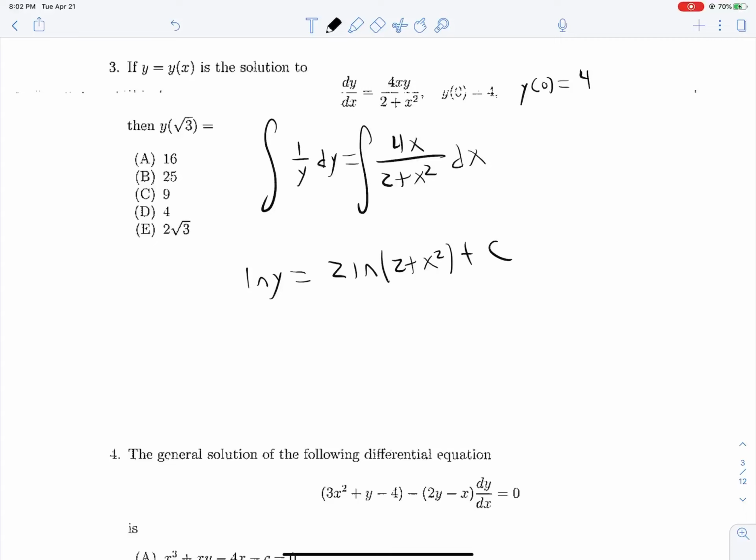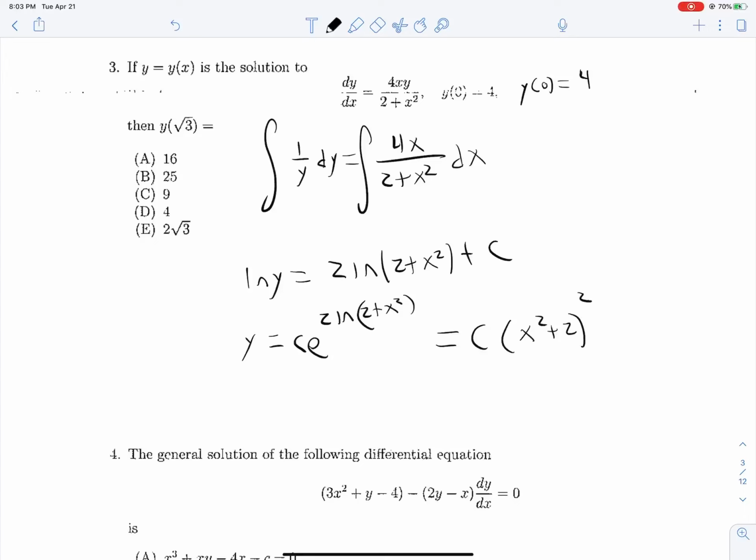And so removing the ln from the left side, we can take e raised to both sides. So e to the ln y is just y is equal to e to the 2 ln 2 plus x squared plus c. We can take this plus c and just bring it out as some constant c and rewrite this as c times x squared plus 2, squared.